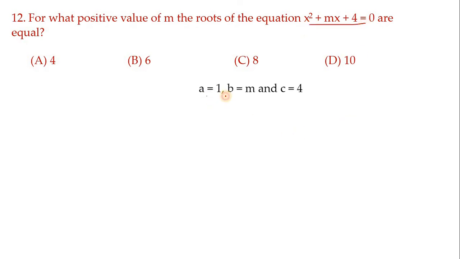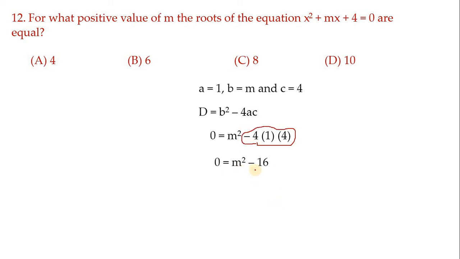So find the a, b, c values. The a value is 1, the b value is m and the c value is 4. Consider the discriminant finding formula: D equals b square minus 4ac. Substitute the values, children, and since they are talking about roots being equal, D will be equal to 0. So b square means m square, 4ac means 4 into 1 into 4. Now multiply these numbers, so here we get minus 16. The remaining you write as it is. Now minus 16 you transfer this side, we get m square is equal to 16. Now this square you transfer this side, we get root 16.